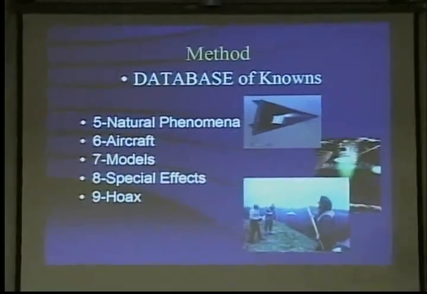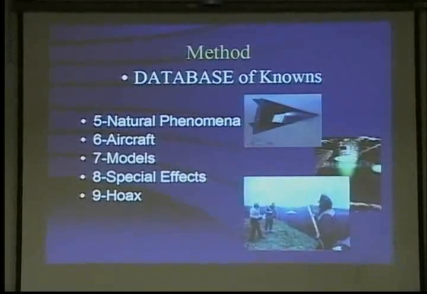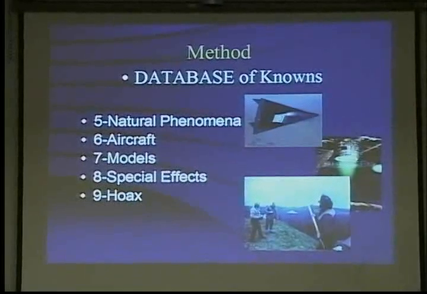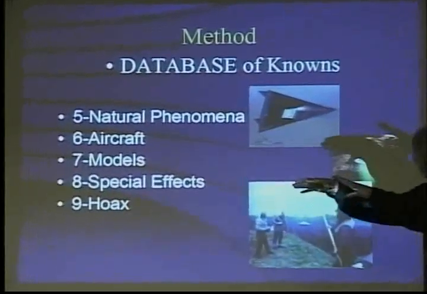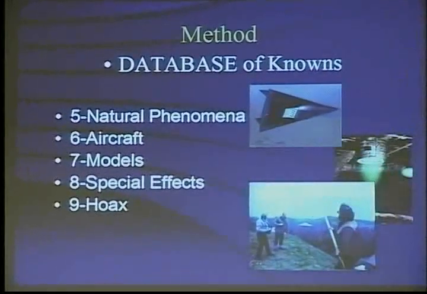We have the camera and its media and the light. We defined it as internal. In database of knowns, we define natural phenomena, aircraft models, special effects, and hoaxes as external to the system. Lens, f-stop, depth of field, lens flare, density, etc. That's the box, the light, the image. Natural phenomena from atmospheric mist to stars.